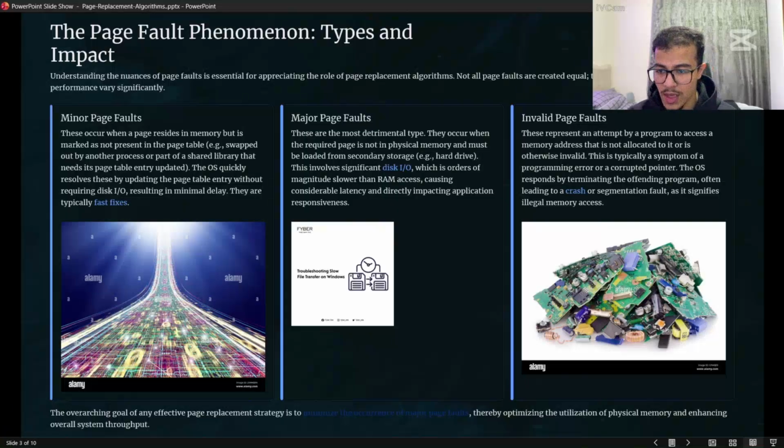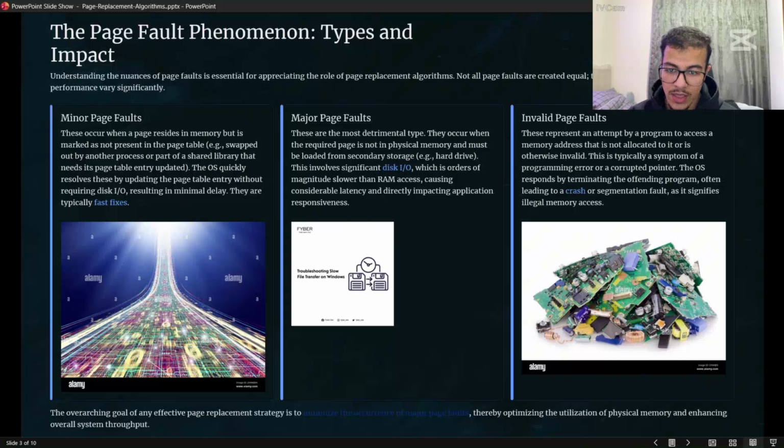Major page faults. These are the most detrimental type. They occur when the required page is not in physical memory and must be loaded from secondary storage, a hard drive, for example. This involves significant disk I/O, which is orders of magnitude slower than RAM access, causing considerable latency and directly impacting application responsiveness.